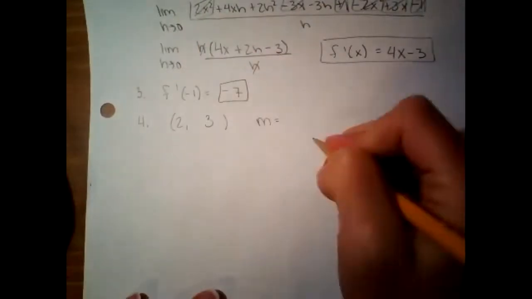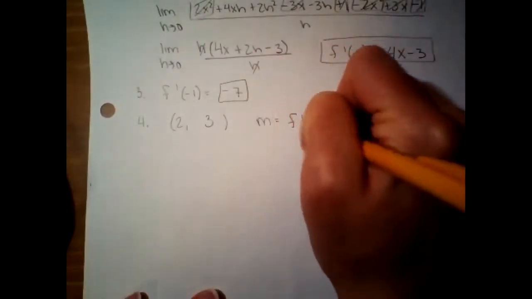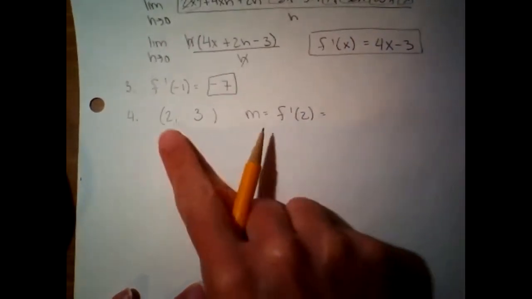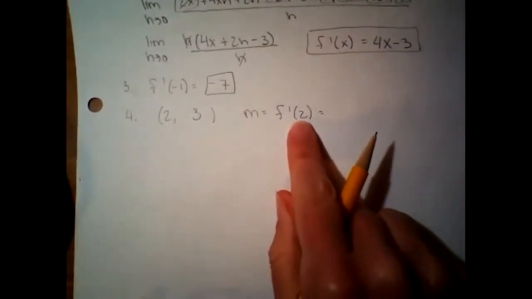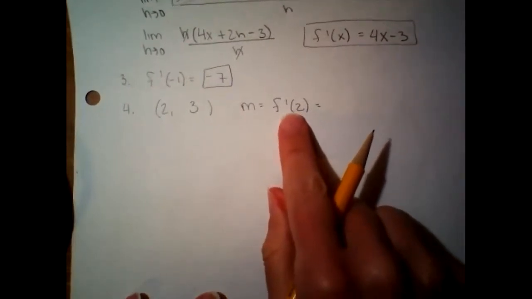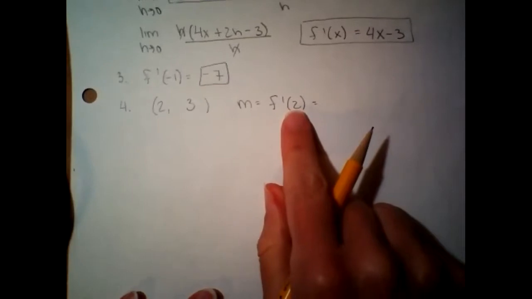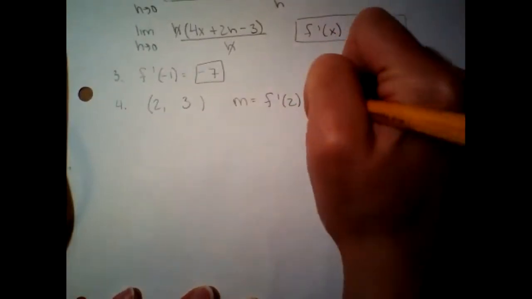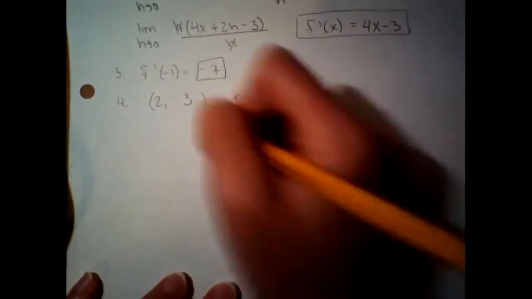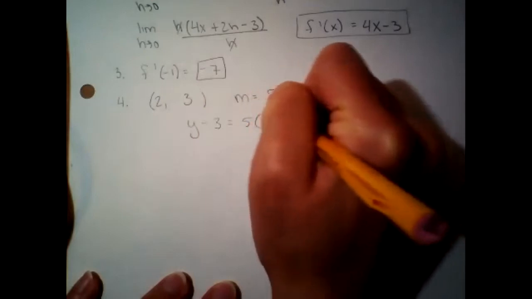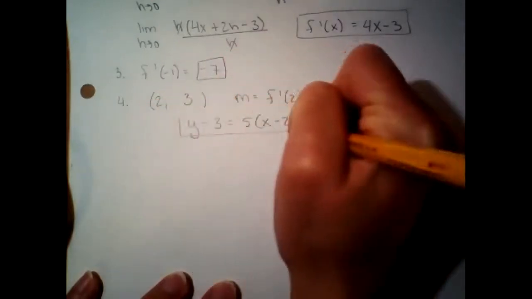And then slope of the tangent line comes from the derivative. So we're going to plug 2 into the derivative. And I had some people find the point correctly and then plugged something other than 2 in. Again, I think that's a direction following thing. Make sure you read the problem. It said at x equals 2. So if we plug 2 in here, that's going to give us 5. And so our equation is y minus 3 equals 5 times x minus 2.